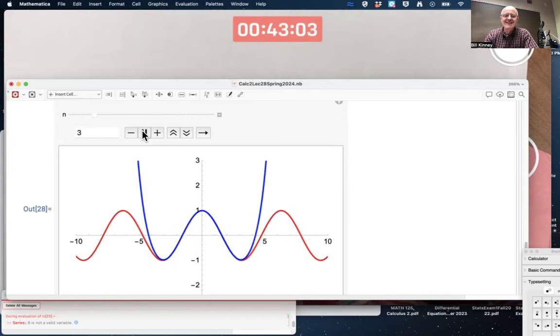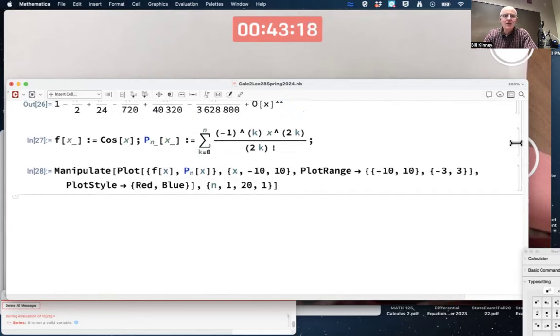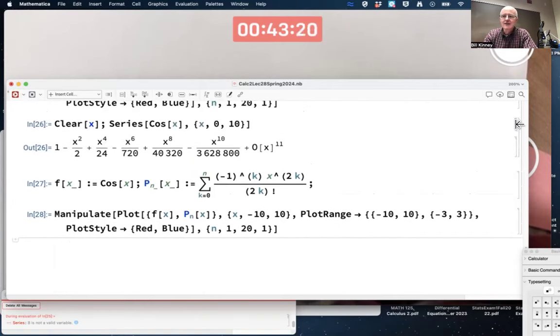It's amazing. The approximation gets better and better as n gets larger and larger. In the limit, as n goes to infinity, it's perfect. They're exactly equal. What about with sine? The series for sine involves all odd powers.